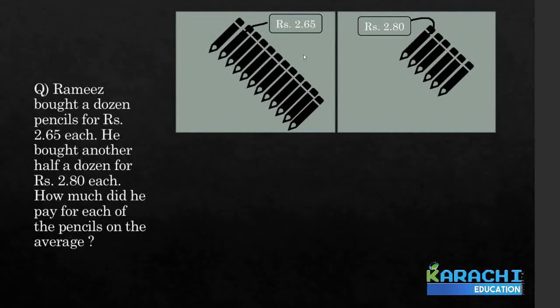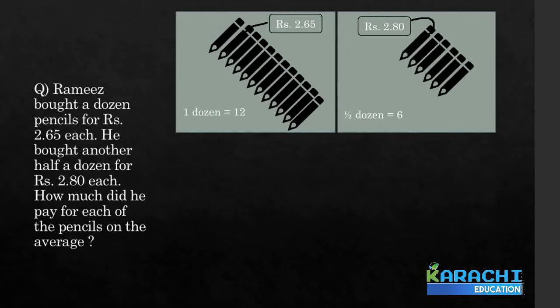अगर हम इन दोनों स्टैक्स को प्लस कर दें, ऐड कर दें, तो इन दोनों को मिलाने के बाद रमीज़ कितना अमाउंट पे करेगा फॉर ईच पेंसिल. ओके, सो ऑन एन एवरेज हमें चेक करना है कि फॉर ईच पेंसिल हाउ मच डिड ही पे. ओके, एज वी नो 1 dozen is equals to 12, so 12 pencils in first set and 6 pencils, half of the dozen is equals to 6 pencils in second stack.